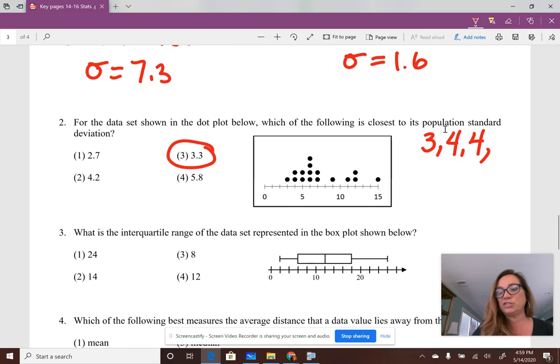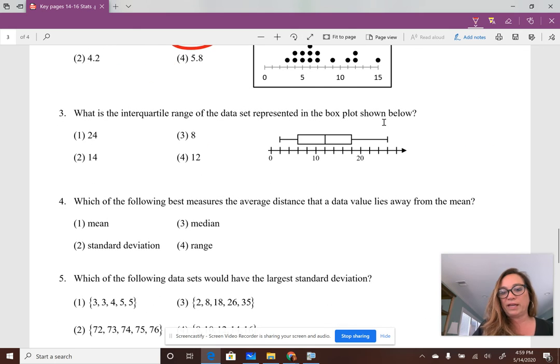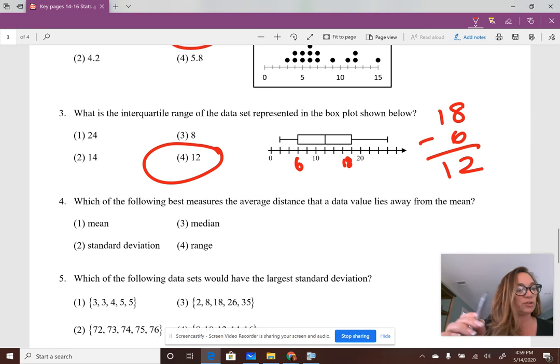Okay, population standard deviation, that is this symbol sigma. Okay, what is the interquartile range? So that's 10. So these go by twos. So 2, 4, 6, 12, 14, 16, 18. 18 minus 6 is 12. Interquartile range.